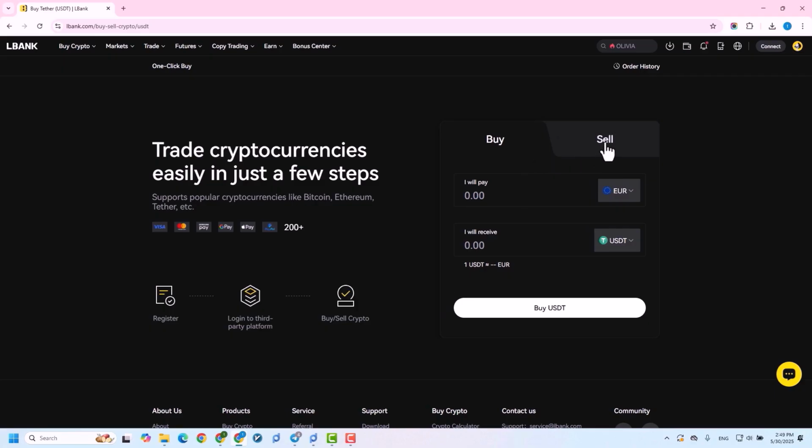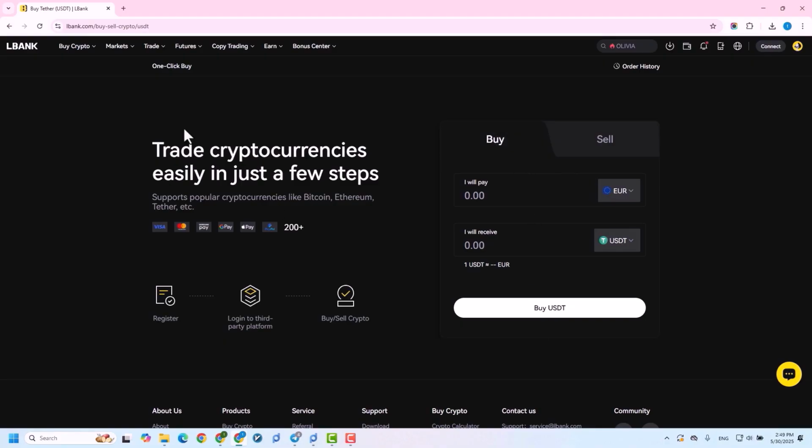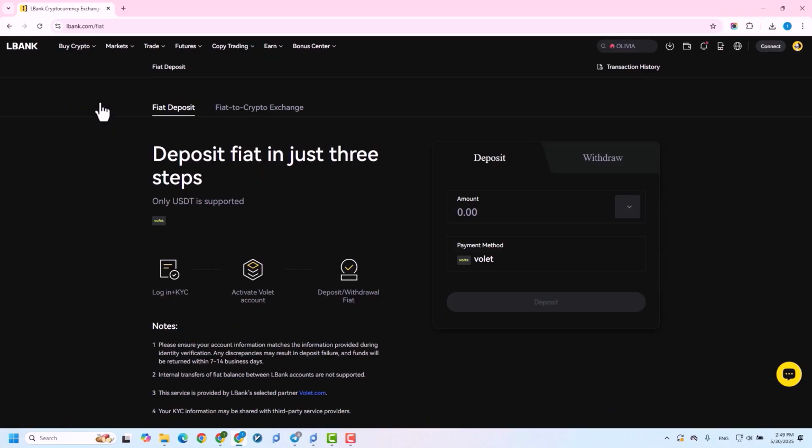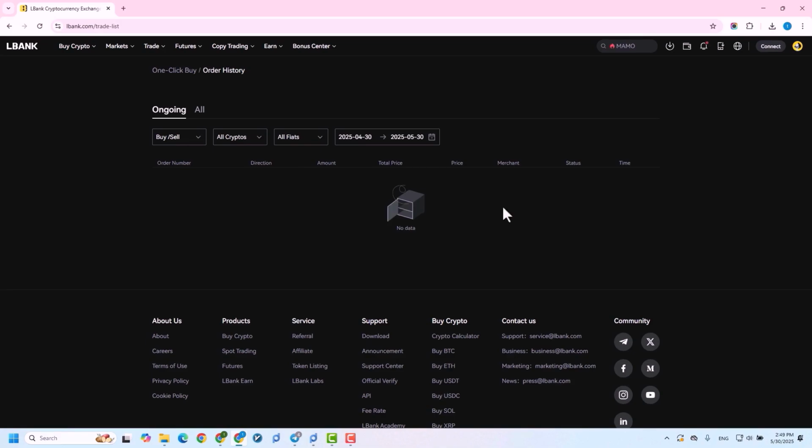The same applies to the withdrawal section. We select the sell option and enter the items we want. The next section in the Buy Crypto section is related to fiat deposit. As you can see, the Order History option at the top of the page allows you to review your transaction history and use filters to search for and find the specific transaction you want.